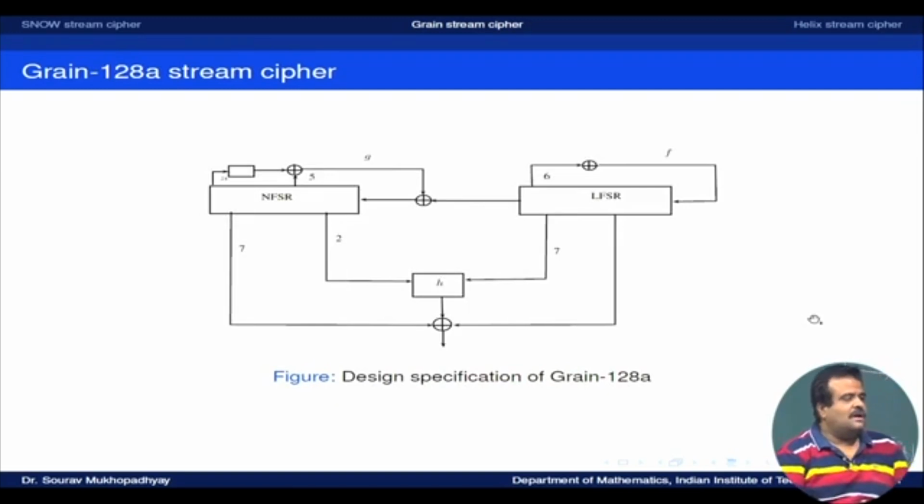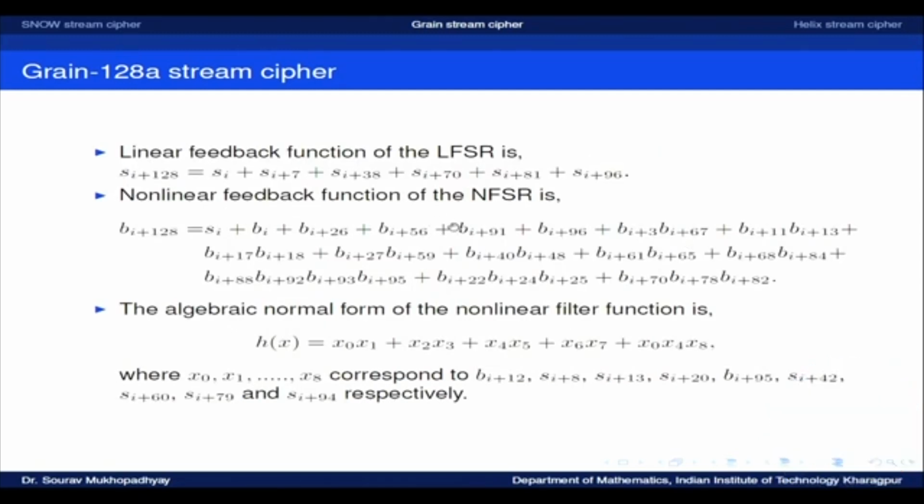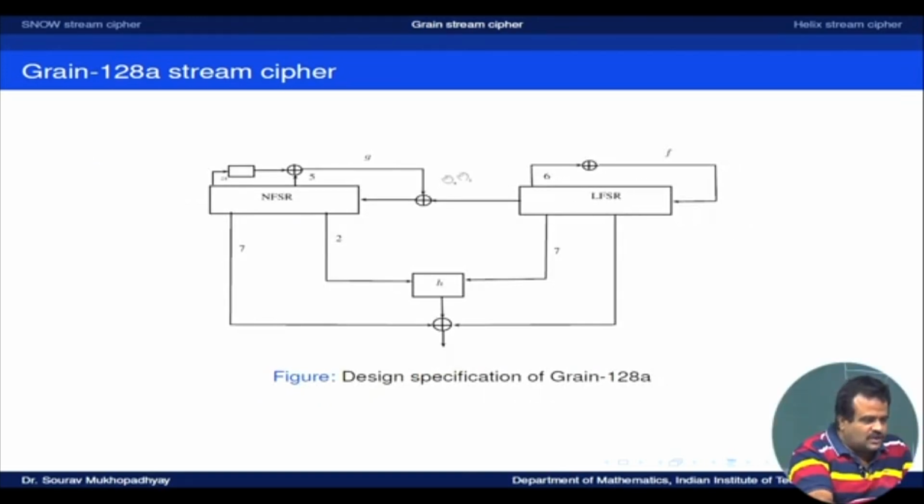And now this is another version of the Grain, which is called Grain-128A. This A is for authentication purpose, so we use some bits for authentication. Here the structure is similar. The only thing is that here we are taking the 7th bit, and we have the F function. This F function is given over here. This is the feedback function, the state updation function of the NLFSR.